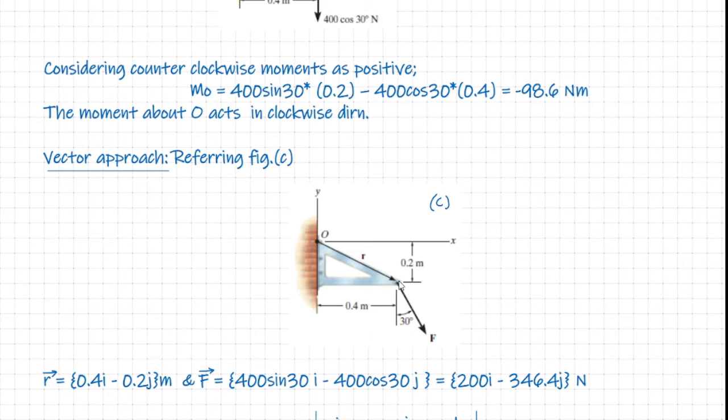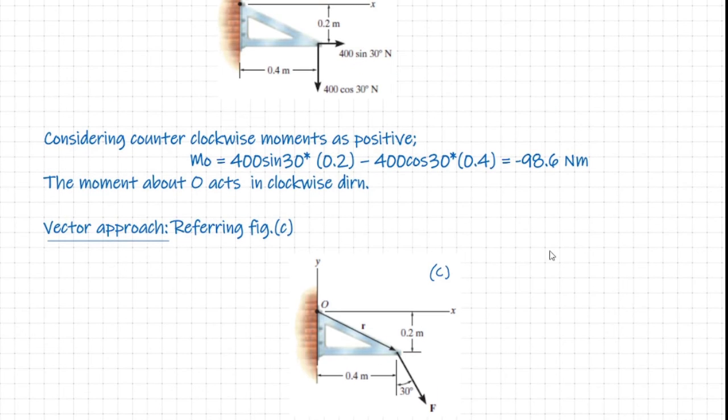Now we know that this point has a coordinate of, what's the x coordinate? It is 0.4 meters. And what's the y coordinate? Remember that this is your positive y axis. It does mean that the y coordinate associated with this point will be minus 0.2. It does mean that the position vector r, which is obtained by drawing a vector from the point O to any point on the line of action of the force F, will be vector r, which is 0.4i minus 0.2j meters.